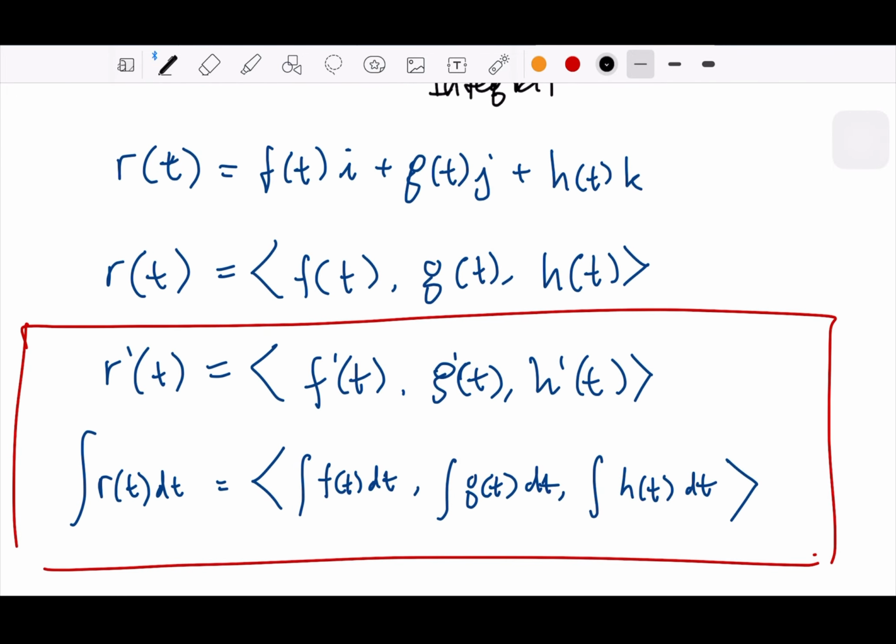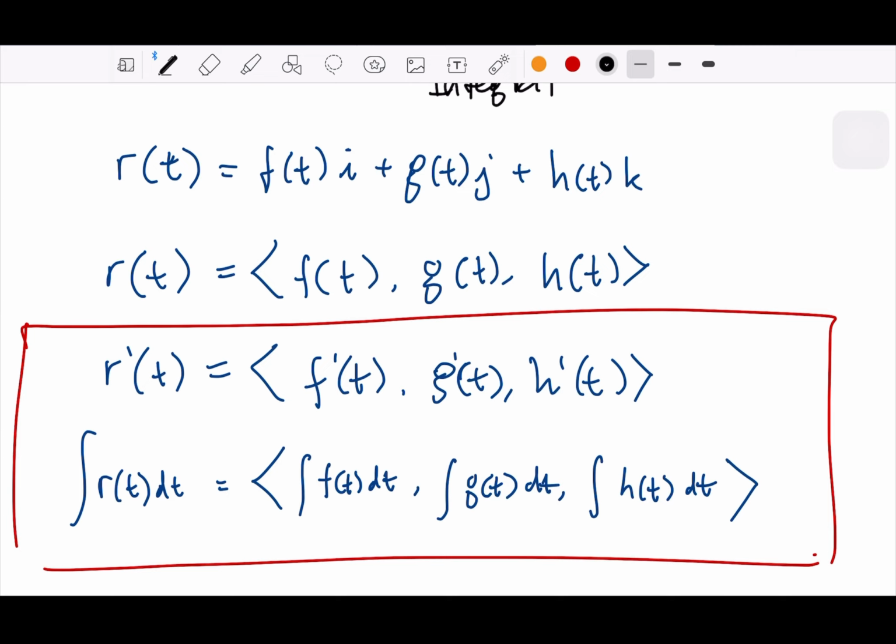Okay, as I mentioned before, when you derive, you derive each component, x, y, and z. And when you integrate, you also integrate each component. For example, the integration of f, integration of g, integration of h, to find the integration of the vector r. And we can also consider the limit, because derivatives and integrations are all based on limits, right? So it should be obvious.